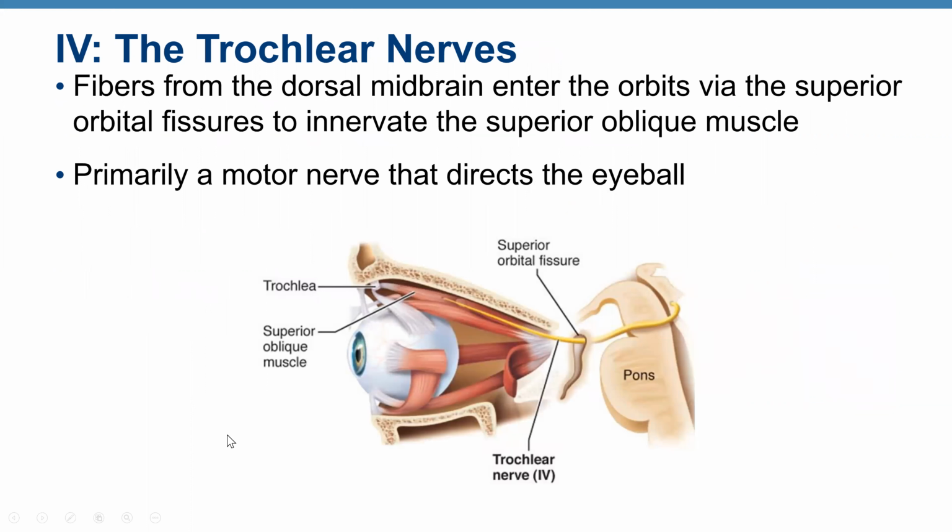Trochlear nerve, also motor function. So its fibers are from the dorsal part of the midbrain. So remember, number 3 was from the ventral part of the midbrain. Those are from dorsal. And through the superior orbital fissure, it moves towards the muscle, and it only innervates one muscle called the superior oblique. Primarily motor nerves that direct or move the eyeball. So both oculomotor and trochlear move your eye.